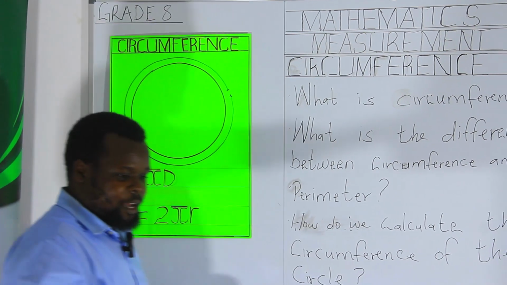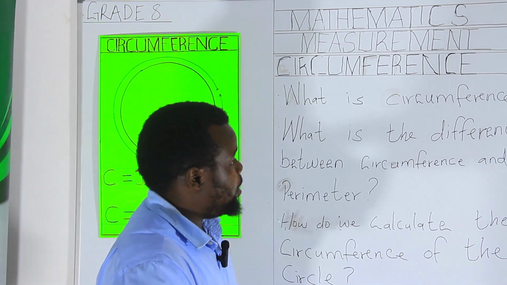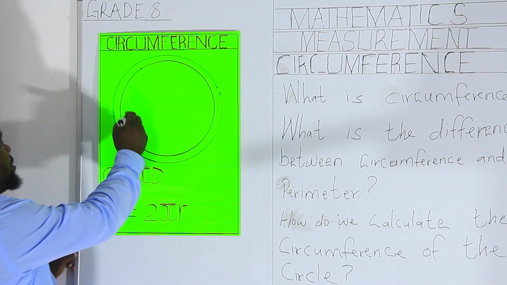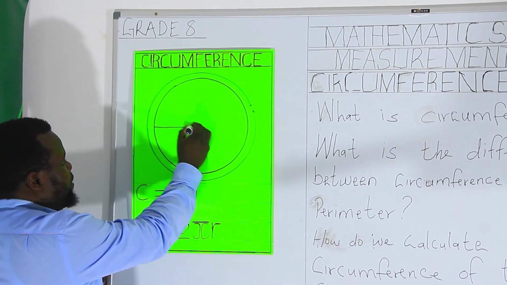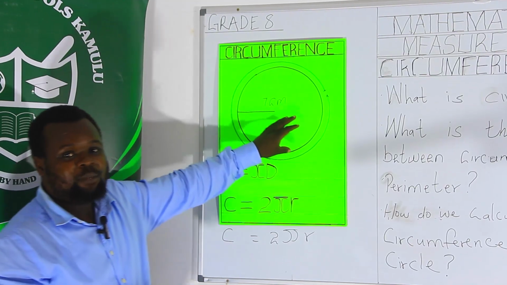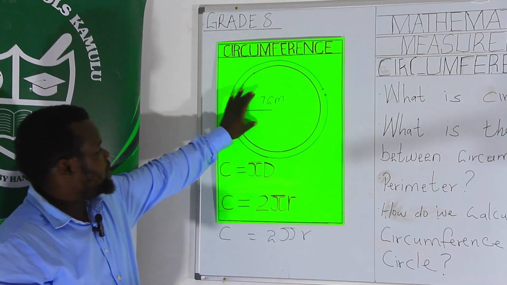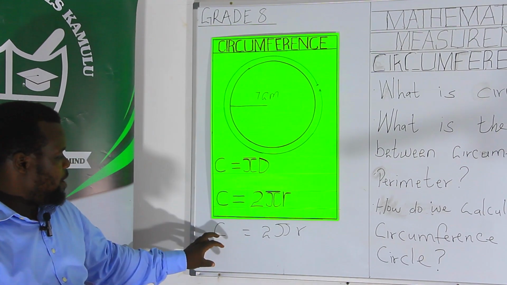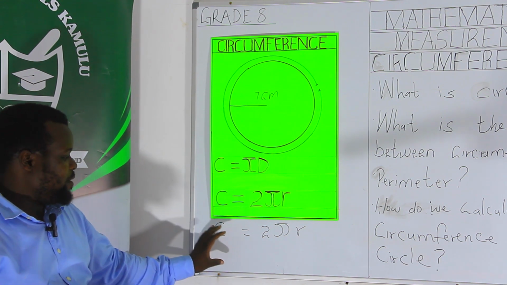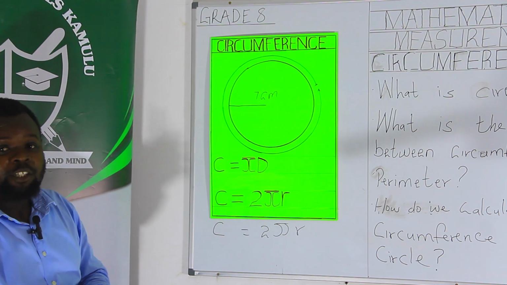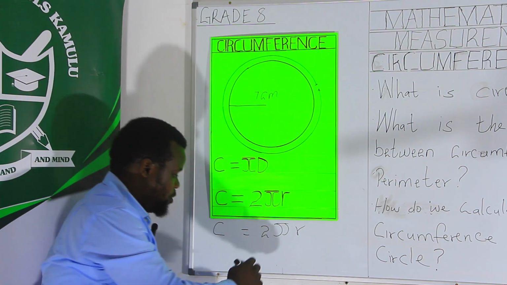Let us try and get the circumference of this circle if the radius is 7 centimeters, so that we can apply the formula that we have. Here we have 7 centimeters as a radius, and the formula now will be circumference is equivalent to 2 pi r.